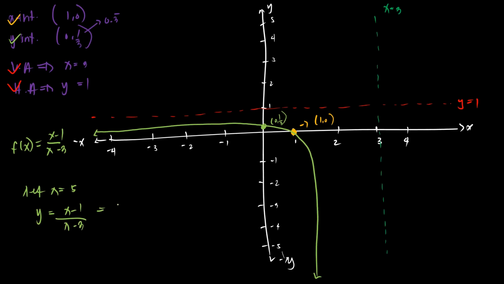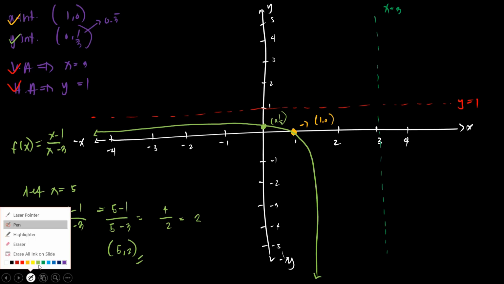Okay. Given that x is equal to 5, what is the value of y? So, 5 minus 1, 5 minus 3. 5 minus 1 is 4. 5 minus 3 is 2. We will have 2. So, 5, 2 yung points na nakuha natin. 5, 2. So, plot lang natin siya.